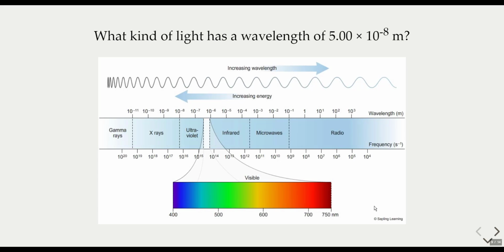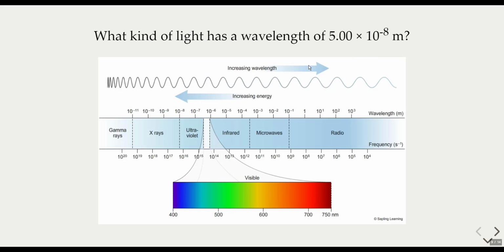Well, let's try one more. This one asks for what kind of light has a wavelength of 5 times 10 to the minus 8th meters. And here the part that's slightly confusing is that now with wavelength the numbers actually get larger to the right, like we're used to. But because they're these negative exponents, it also confuses slightly. So let's have a look where we can find this.